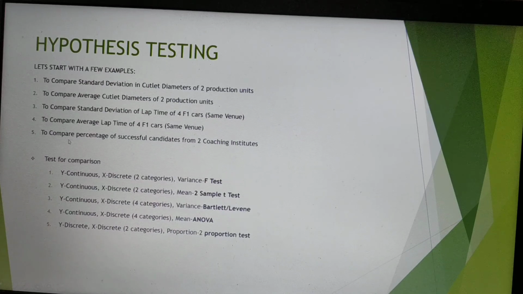And for the fifth one, when we are comparing proportions of 2 discrete data, we have 2 proportion test.